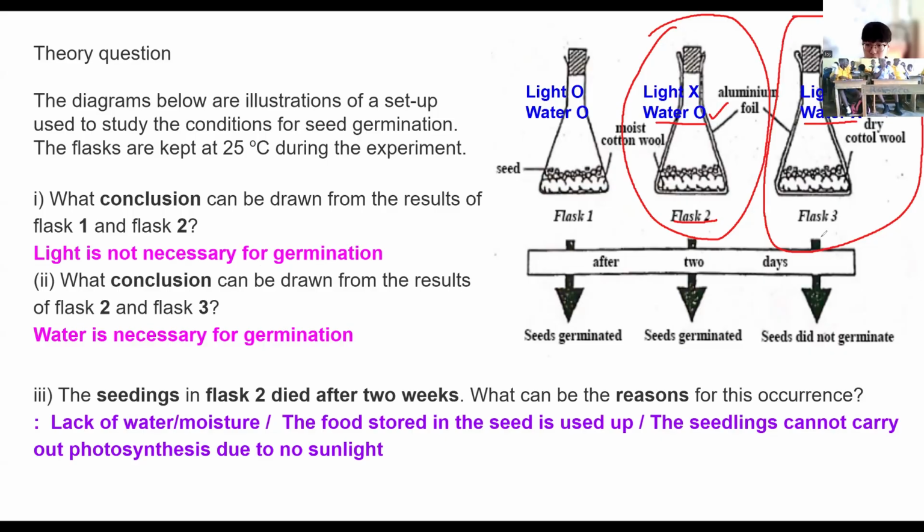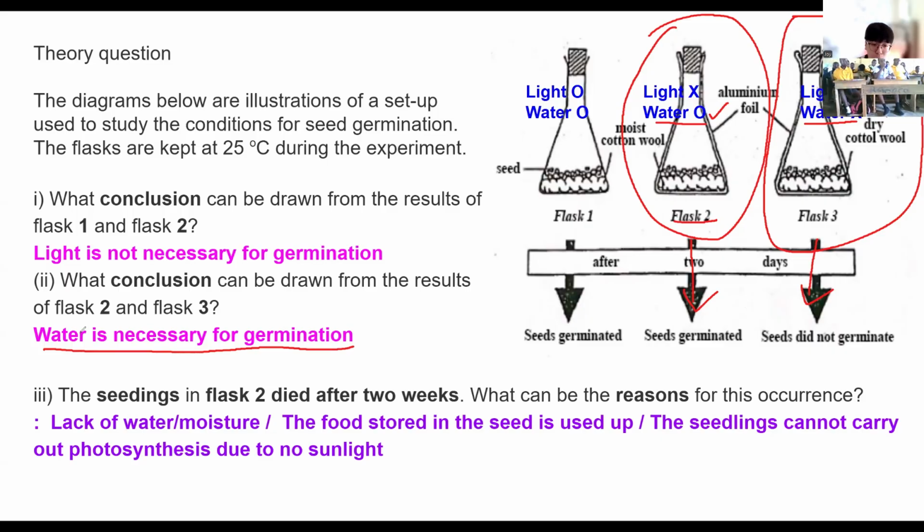That's the only difference. And you can see that the seeds germinated for flask 2 and did not germinate for flask 3. So since there was a difference in germination, we can say that water is necessary for germination.